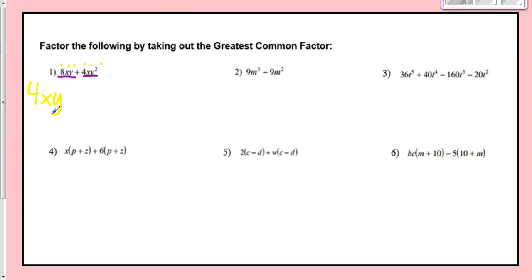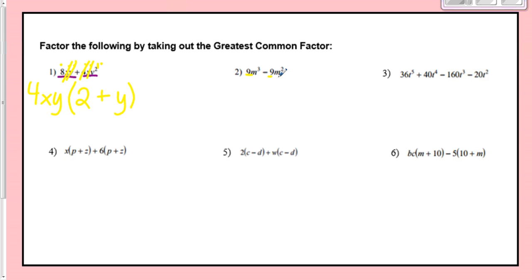So when I do that, what goes in the parentheses is what's left over. So the y got taken out, the x got taken out. 8 divided by 4 is 2. Plus, this term, 4 got taken out, x got taken out. One of the y's did, so plus y. And there's my answer.